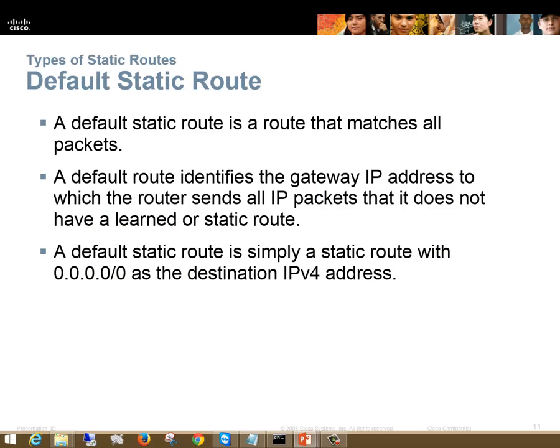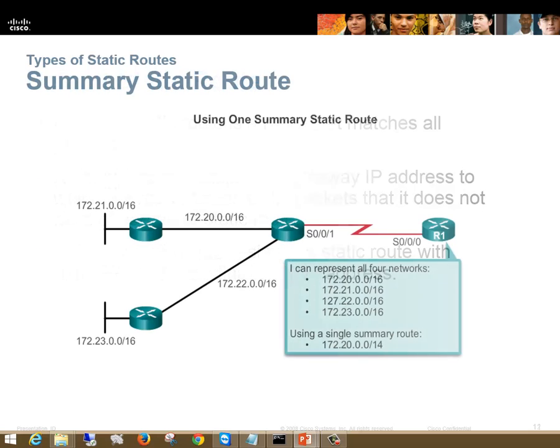A default static route is a route that matches all packets. A default route identifies the gateway IP address to the router to send all packets it hasn't learned or doesn't have a static route for. A default static route is simply a static route with 0.0.0.0/0 as the destination on the IPv4 address. So that's how you configure that. You assign 0.0.0.0 to an IP.